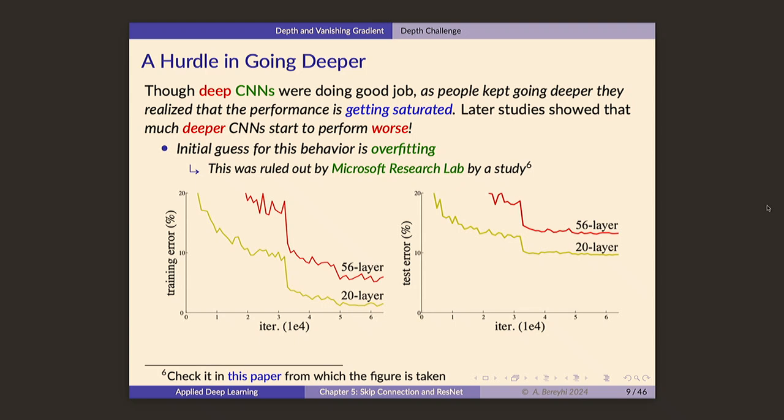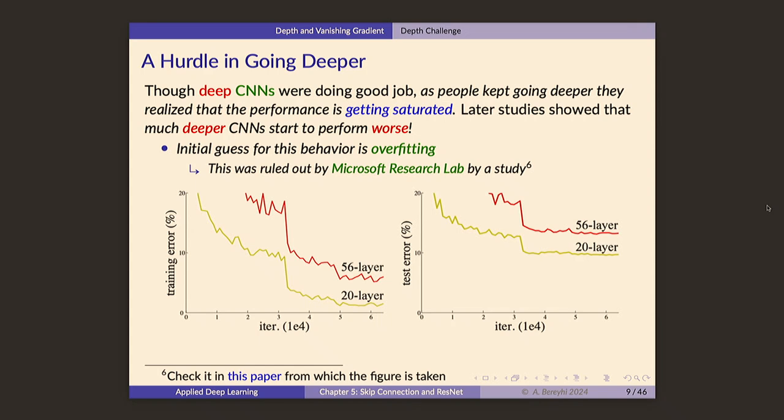You should see that when you are doing training, you get better, right? So here, this yellow curve is for 20 layers. When you go to 56 layers, then you should get better in training. Overfitting means that your training works perfectly, but when you test, you are doing badly because you have overfitted, right? But this is not really the case. Your training is even getting worse. You see it? So this is not overfitting.